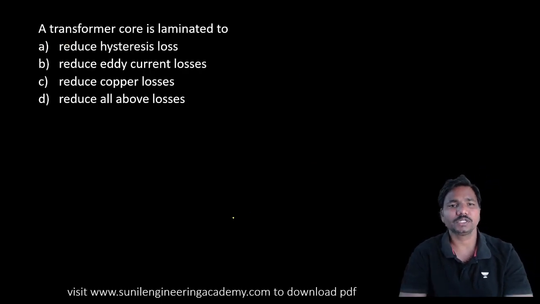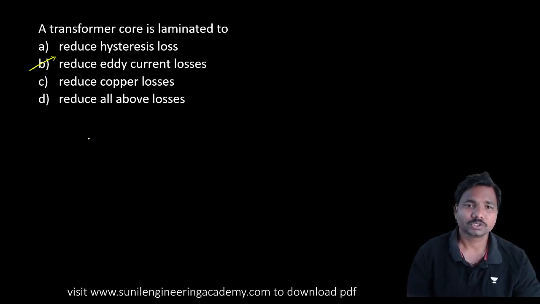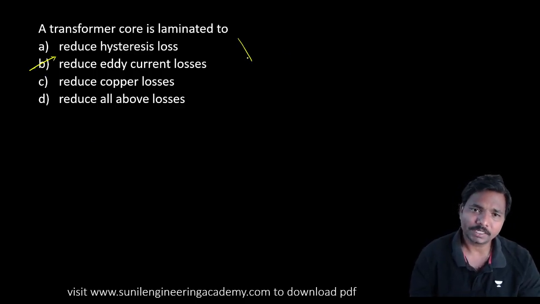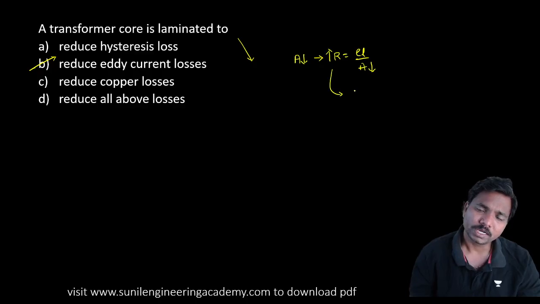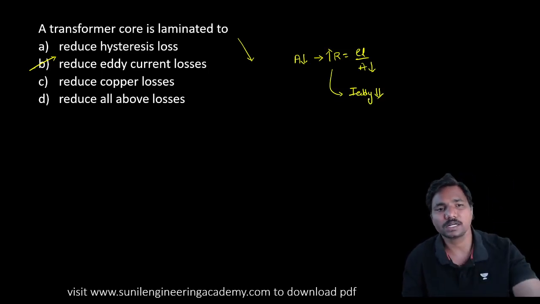Coming to the next question: transformer core is laminated to dash. A very easy, very repeated question. Transformer core is laminated to reduce the eddy current losses. Why do we go with the lamination? By using lamination, we can reduce the area of the cross section. Whenever the area is reduced, R is equal to rho L by A, as area is less, resistance is more. Resistance is more means eddy currents are less, and then eddy current losses are also less.